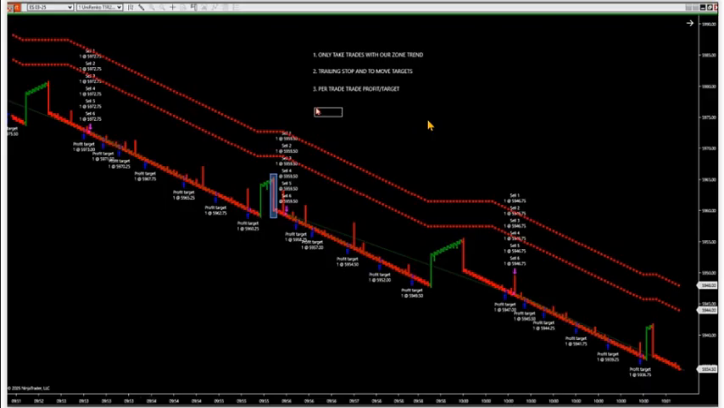It will only take trades with our zone trend after a V top or V bottom, period. It won't take any more than that. Secondly, the trailing stop, like I said, will come in right away on top of your chart, and you can move your trailing stop now.